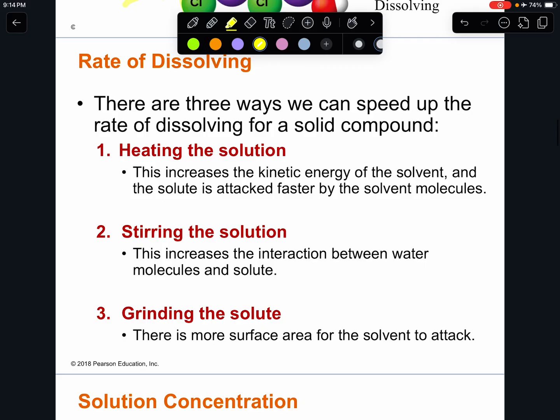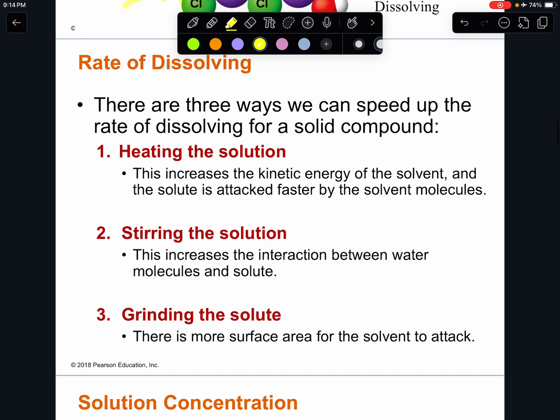Now, there are three things that we can do to speed up something dissolving. The most common one is heating up a solution. When we heat up a solution, we're increasing the kinetic energy, which is the energy of movement, and therefore everything's moving a lot faster, and it can break apart a lot easier because it has so much energy. Another one is stirring the solution. If we're adding some sort of movement in, it's getting those molecules to hit each other and collide and break apart faster. Or grinding.